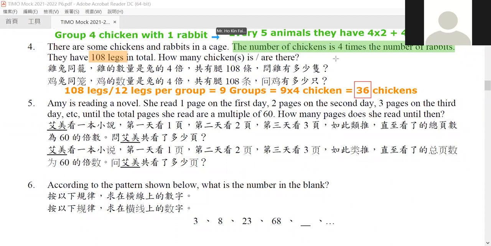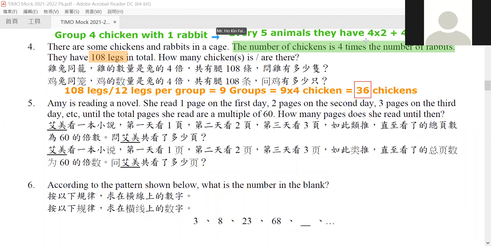Now let's go to question number 5. Amy is reading a novel. She read 1 page on the first day, 2 on the second, 3 on the third, until the total pages she read is a multiple of 60. How many pages did she read until then?